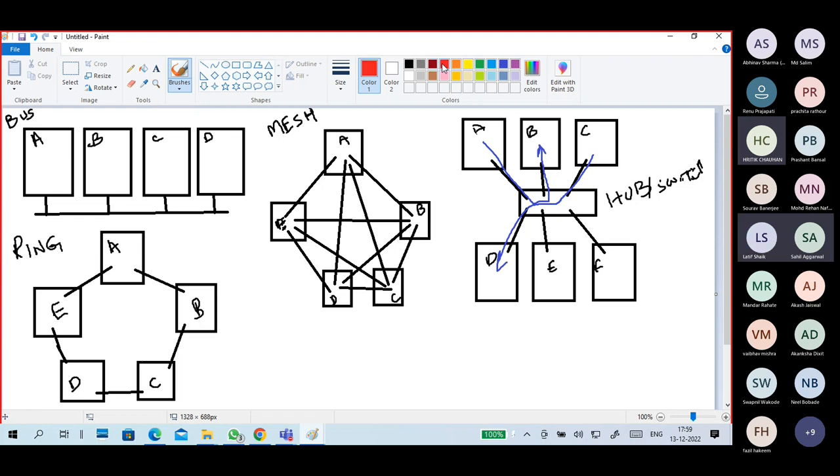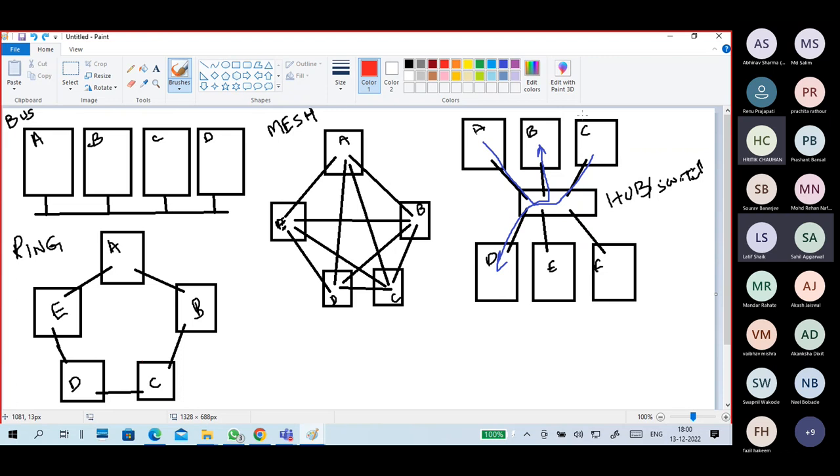It is very simple, but there is a little cost. Why? Because we are using an additional device here, not just wiring, like a hub or a switch to make it communicate. If one of the devices is down, no problem, the other devices will communicate with each other. If any one device's wire is broken, no problem either.